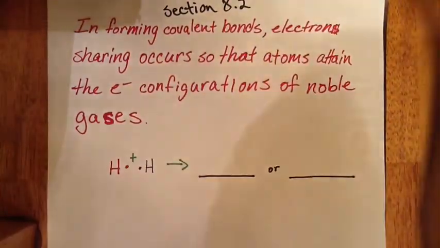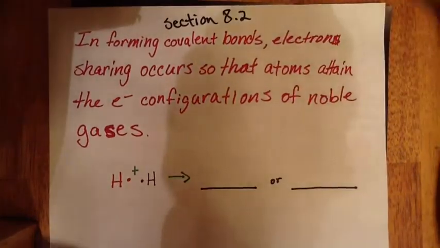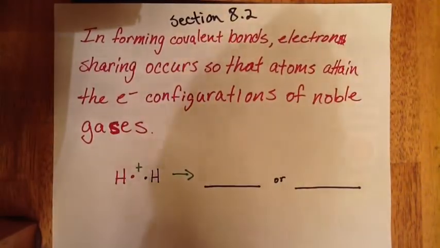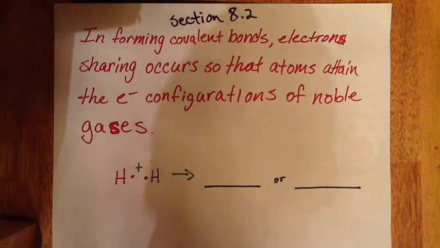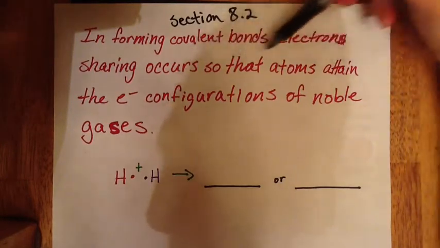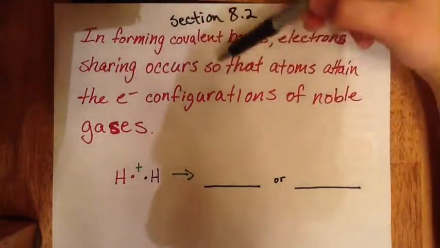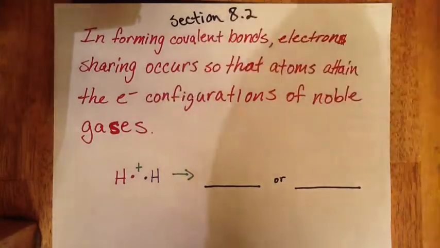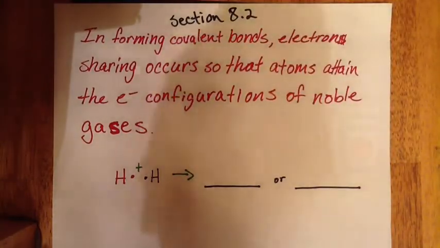Section 8.2 notes. And to start us off, we're going to go over something that was also in section 8.1. In forming covalent bonds, electron sharing occurs so that atoms attain the electron configurations of noble gases. And let's look at what that means.